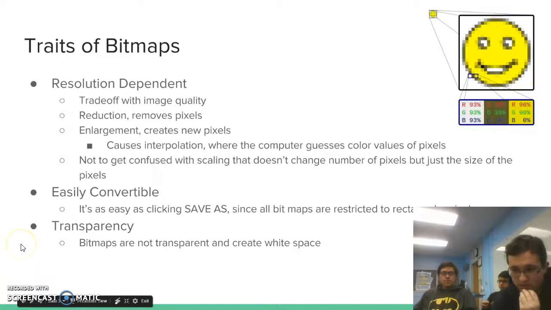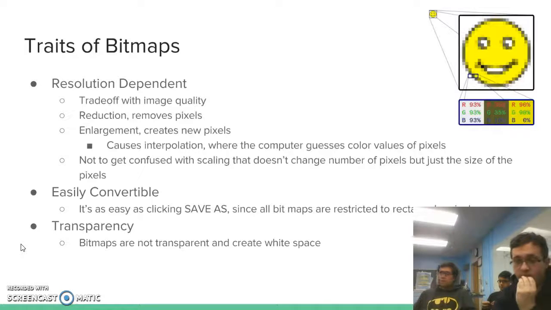Now, here are some good things about bitmaps. First, they're easily convertible. Why? Because a bitmap is just a square of rectangles. It's very convertible. You can save it in different formats, from JPEG to .png to other formats.